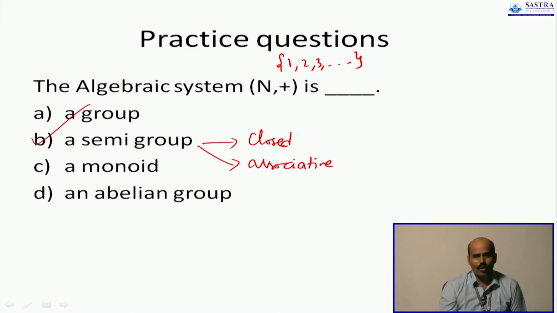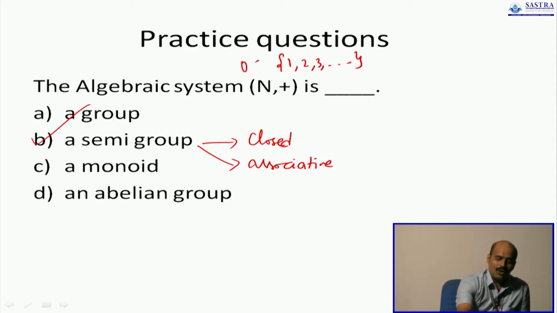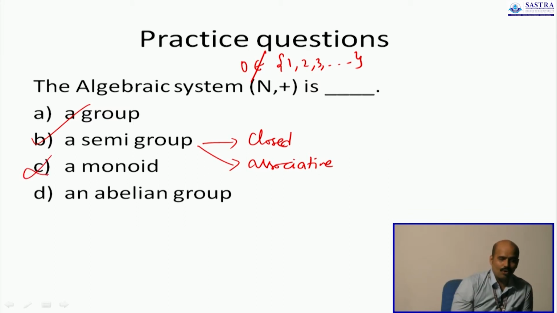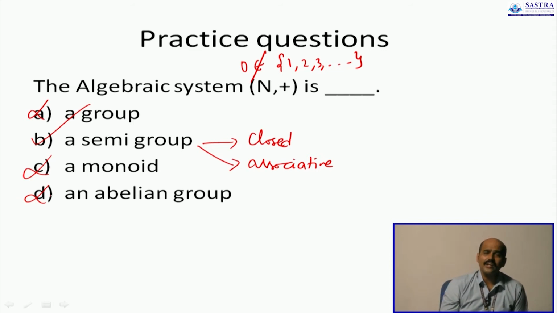Can it become a monoid? A semigroup becomes a monoid if it also contains the additive identity, the identity with respect to the operation of addition, and we saw that the set starts only from 1 and keeps increasing. So this does not contain the additive identity 0, therefore it cannot be a monoid. If it cannot be a monoid, it cannot be a group. If it cannot be a group, it cannot be an abelian group. So options A, C and D cannot be right, only option B fits the bill.